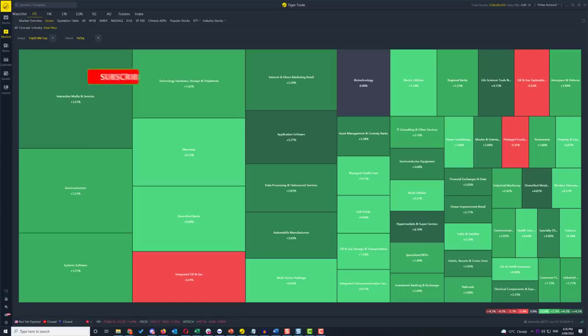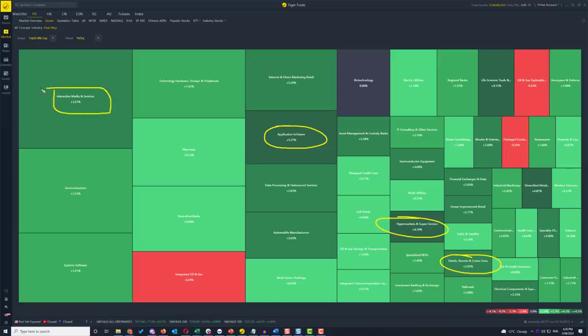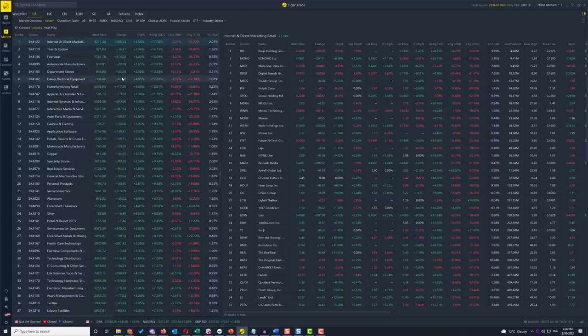Some of the ones that I think a lot of people wouldn't look at were things like application software, hypermarkets and supercenters, and of course, hotel resorts and cruise liners. They were some of the best performing ones. Also, interactive media and services. So when we scroll across to the industries, and you look at all the industries here on the left-hand side, there's a whole bunch of different stocks and sectors out there within the S&P 500, which are doing well over different times. Now, you've already seen the main ones and how they've gone, but what if you were to bring up percentage changes over the last 5 days?